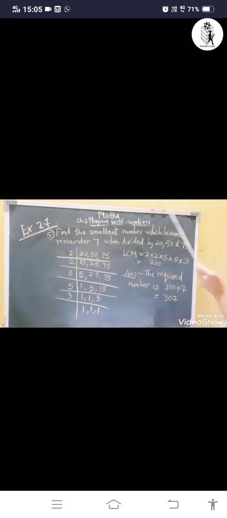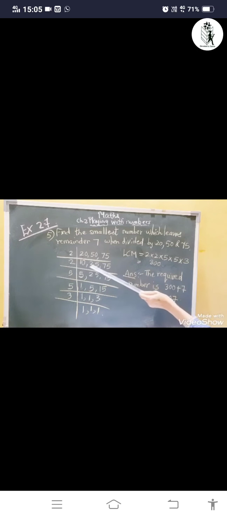I repeat, such types of sums were there in HCF where we had first subtracted the remainder from the questions and then whatever was the new number, we took the HCF of that particular new number. In LCM, first we find the LCM. Now you know how to find the LCM.